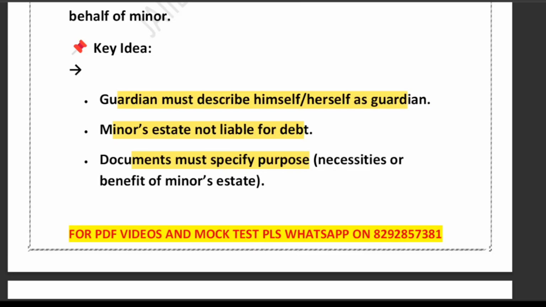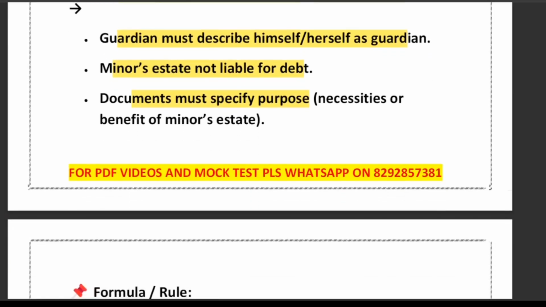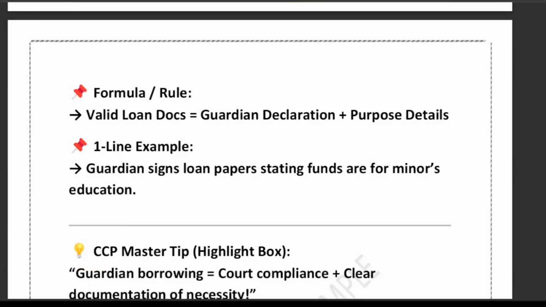So these are the key ideas that we have just talked about, right? He must declare himself. The minor's estate must not be liable for the debt. So the rule is very simple. Valid loan documents include guardian declaration plus purpose detail.